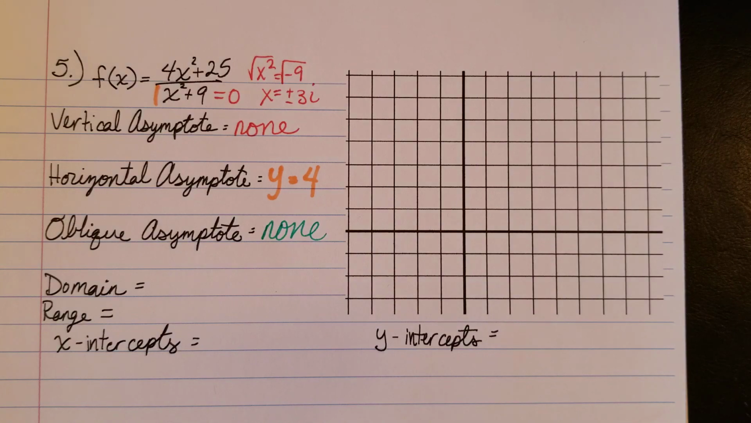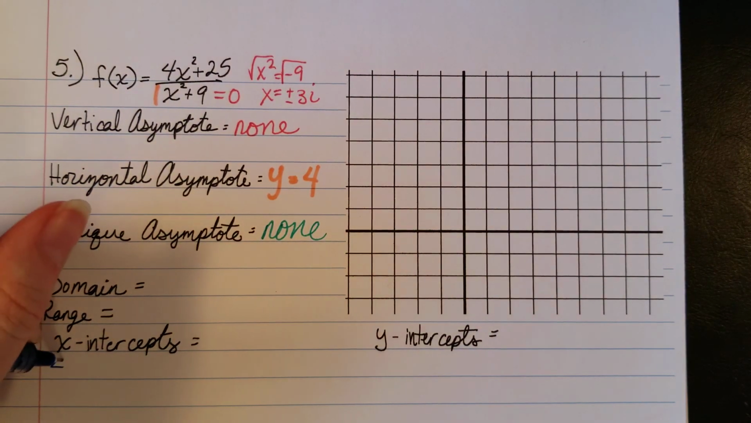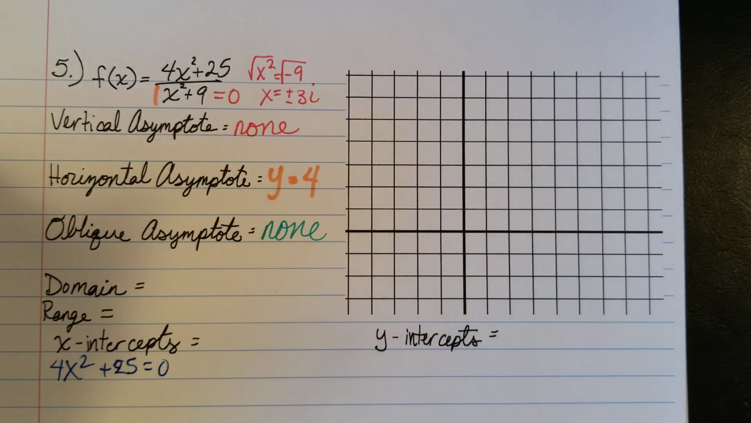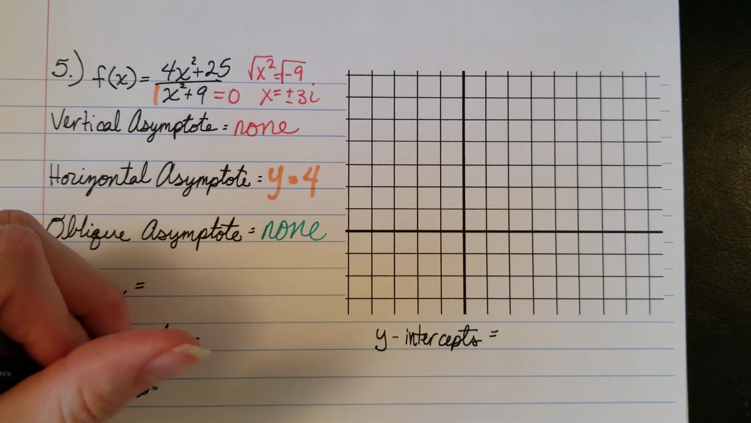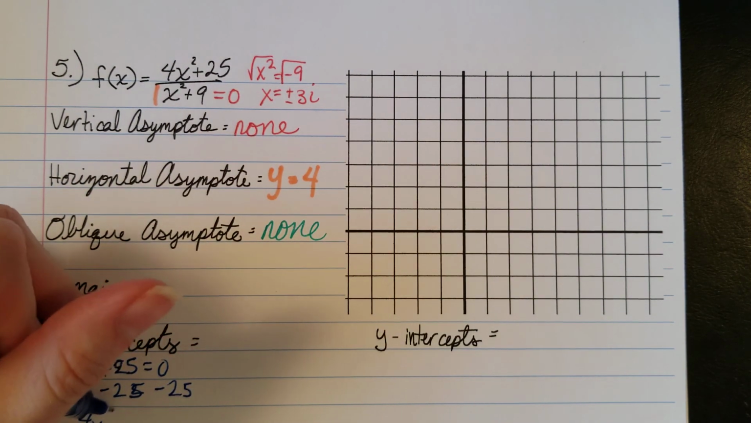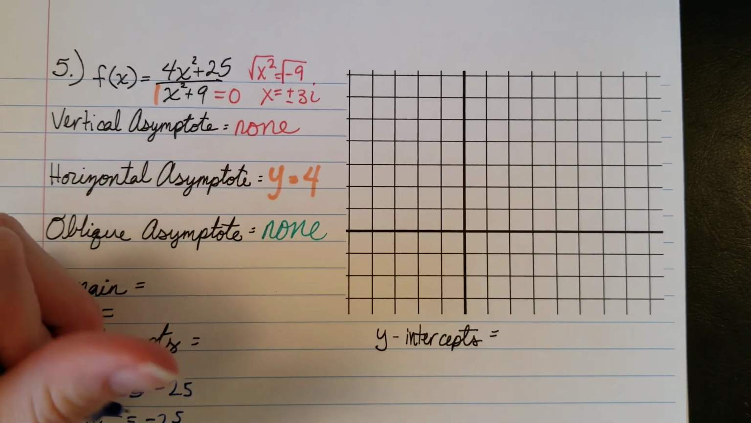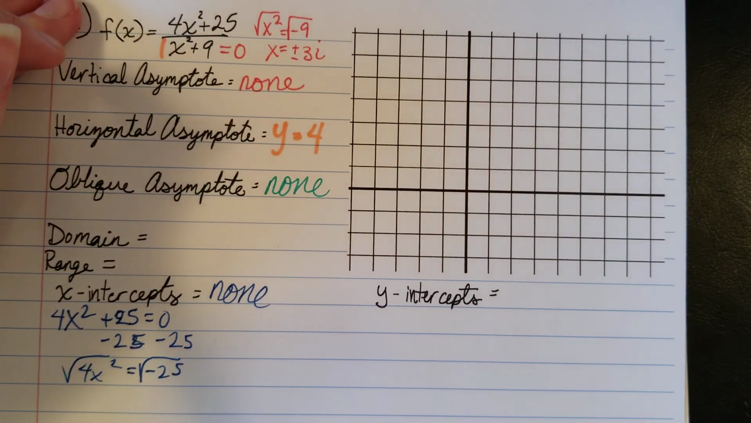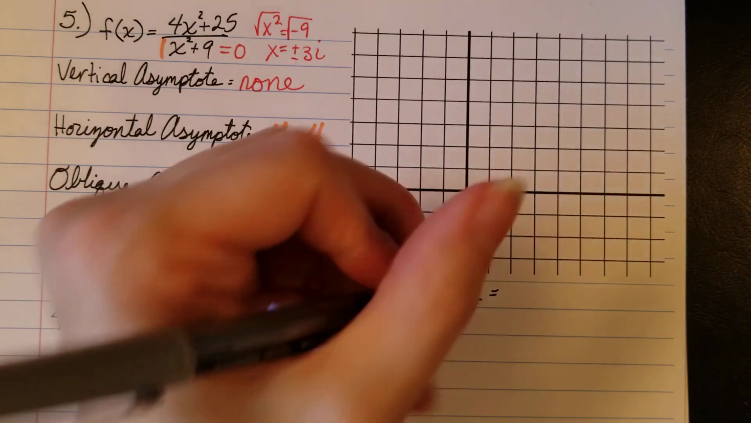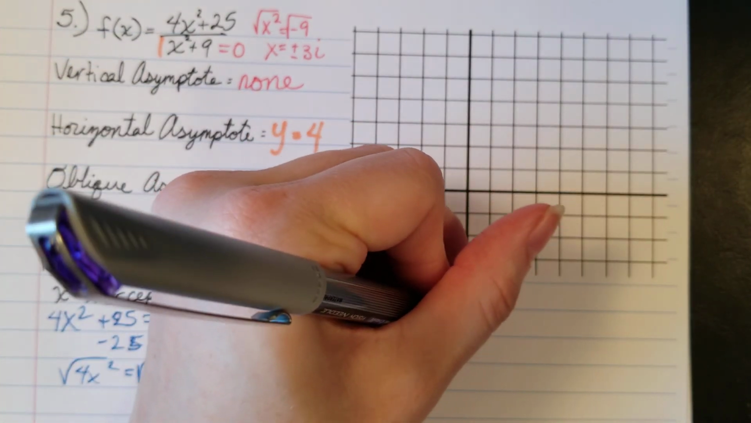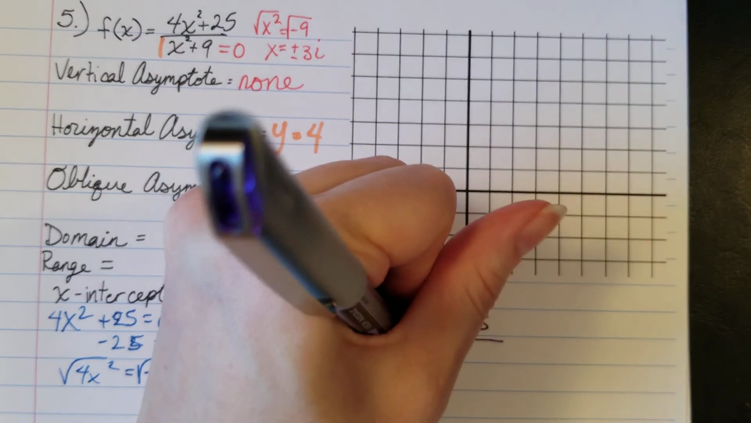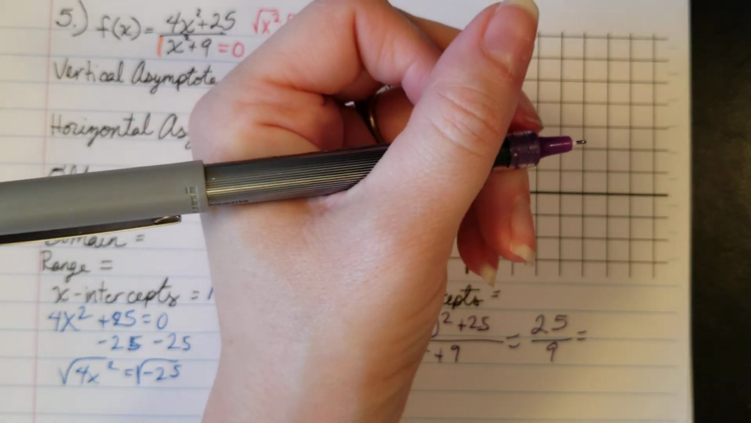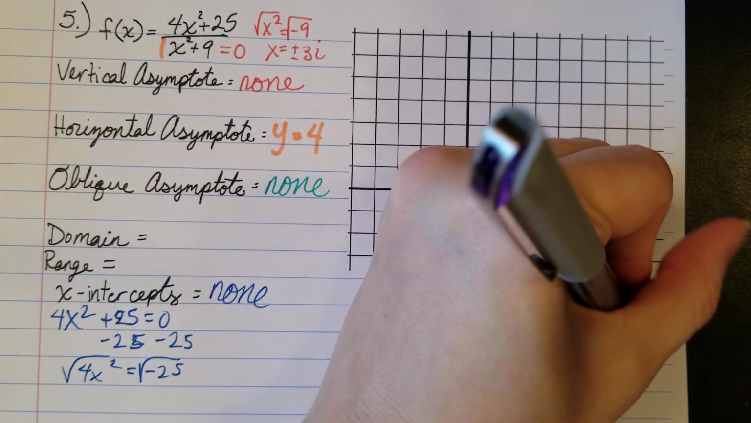For x-intercepts, you would set the numerator equal to 0. Again, you would find it's no real solution. So there's no x-intercepts. Okay. For y-intercept, you plug in 0 for x. So 4 times 0 squared plus 25 over 0 squared plus 9. So that's 25 over 9, which is equal to 2 7/9.